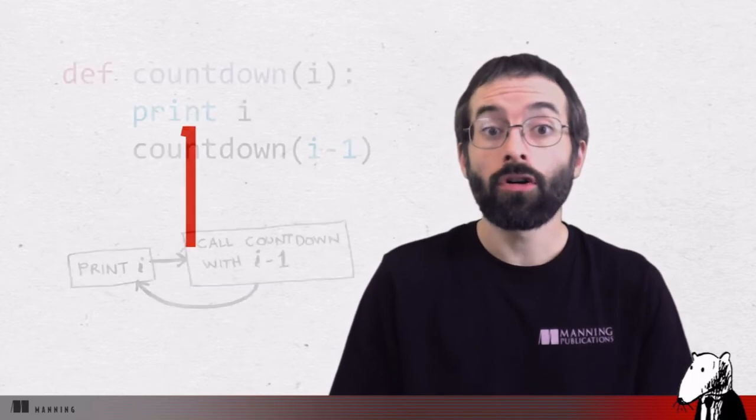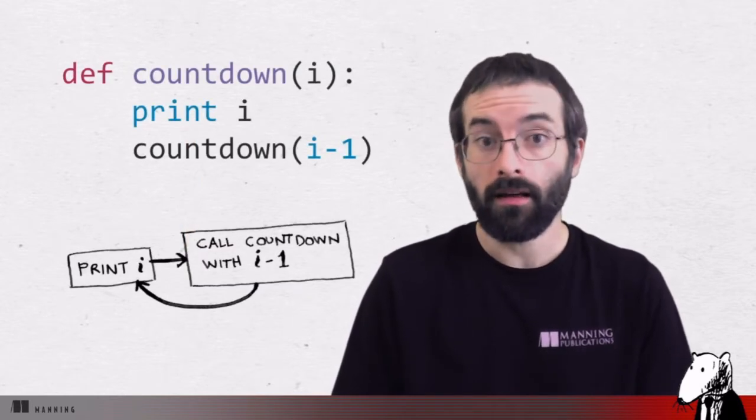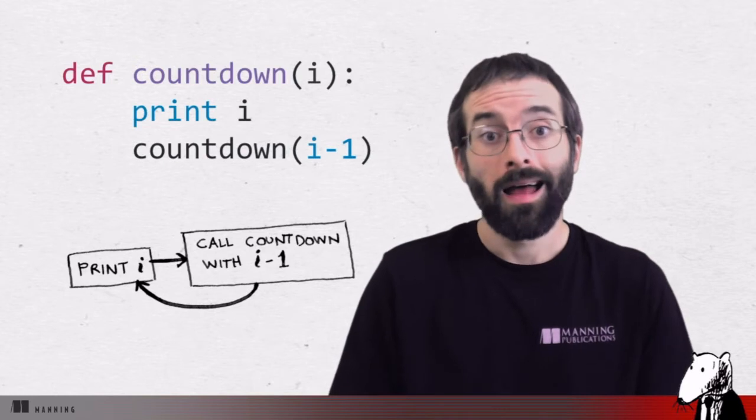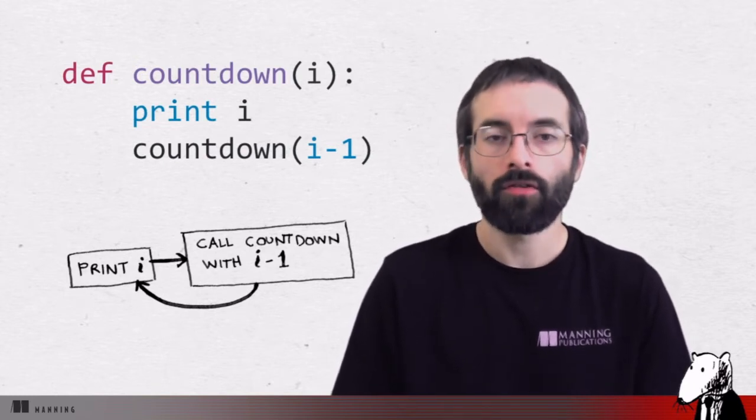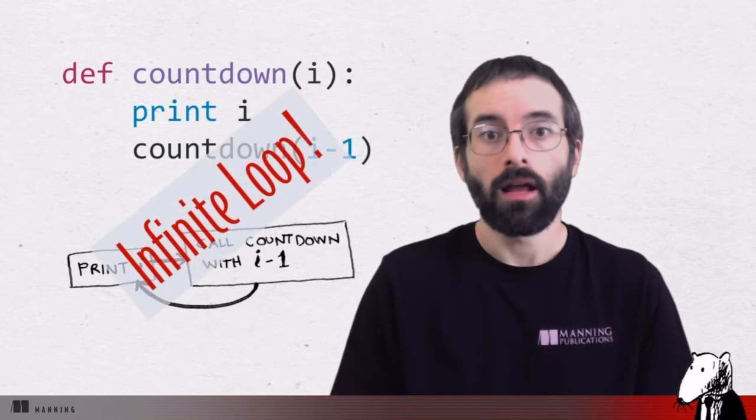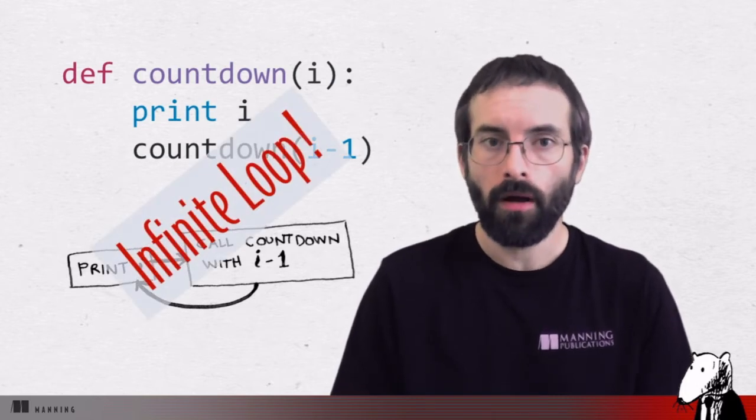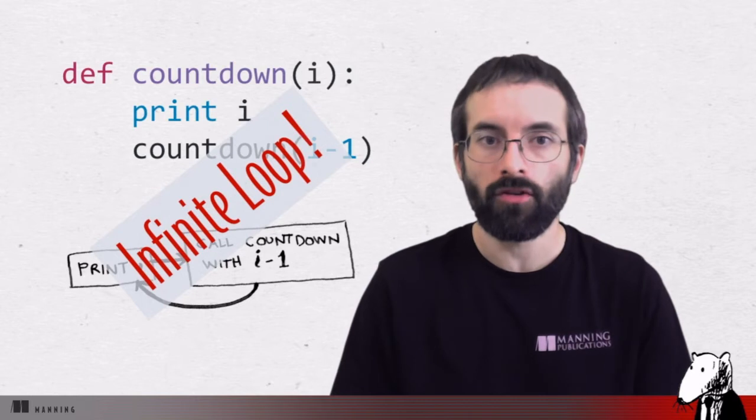Because a recursive function calls itself, it's easy to write a function incorrectly that ends up in an infinite loop. For example, suppose you want to write a function that prints a countdown. You could write it recursively, like this. However, if you run this code, there's a problem. The function will run forever. If your code is in an infinite loop, press Ctrl+C to kill the script.